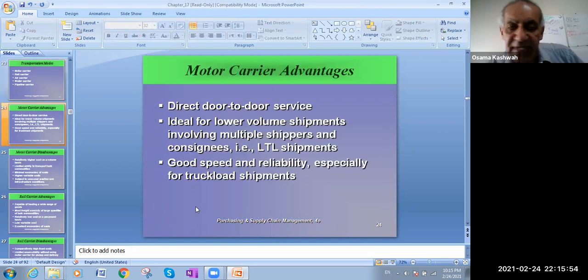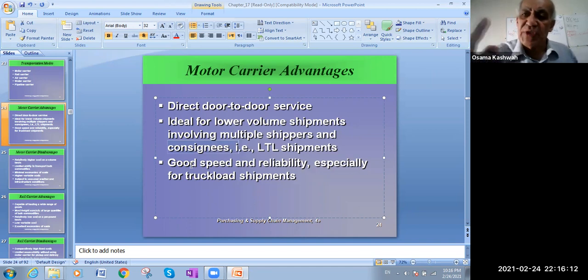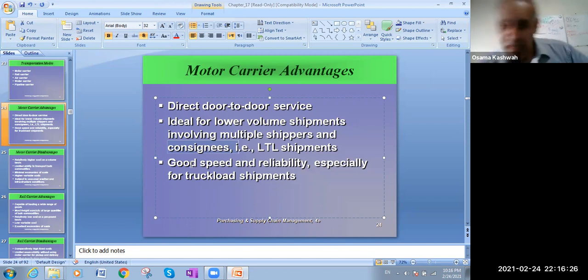Each one has advantages and disadvantages. The motor carriers go direct, door to door. They are ideal for lower volume shipments, for example the trucks, involving multiple shippers. Take food stores, for example: it does not go only to one shop. The long trucks you see on the roads, like the big trucks you see in the morning delivering to Tim Hortons, are not for only one shop, they are for multiple buyers, multiple shops or branches of Tim Hortons.